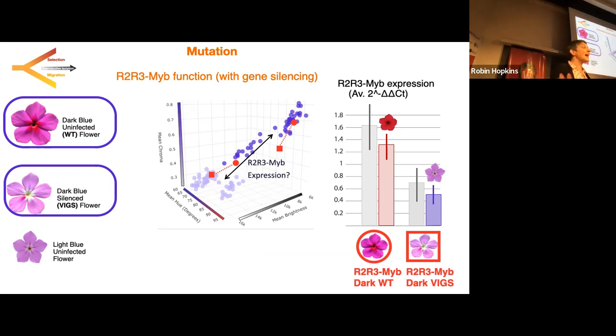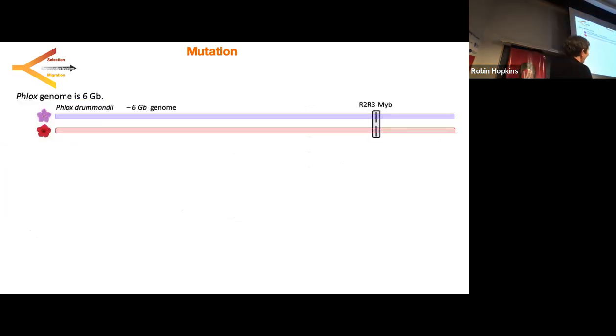We're super excited that we can demonstrate that this is the gene that could cause shifts in flower color intensity. That doesn't tell us that it did, right? So what we want to know now is, did it? Are there actually mutations that control the expression of this gene that actually increase expression of the R2R3 MYB transcription factor?